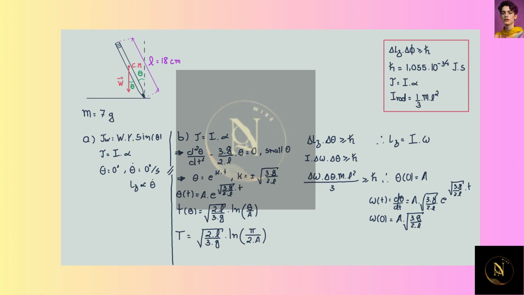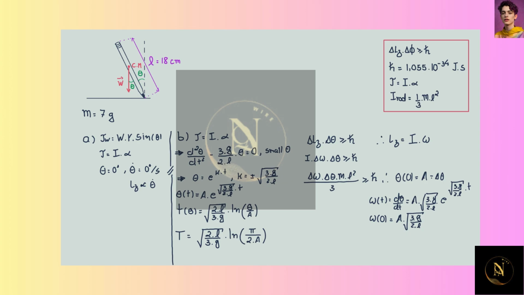Now notice the following. Initially, we would like, ideally, theta of 0 to be equal to 0, which would imply that A is equal to 0. But this is not possible because of this uncertainty relation. Therefore, we say that theta of 0 is equal to 0, but it has some uncertainty, delta theta, and that uncertainty is exactly equal to A.